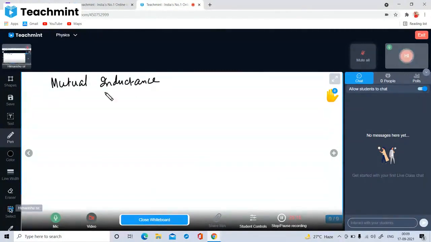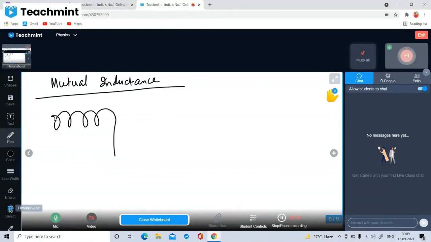So here it is, the affair of two peoples. That means one is mutually dealing with the other. This is a coil, and here we are making an arrangement of flowing of current. So this is the battery, and we can also create a switch here.